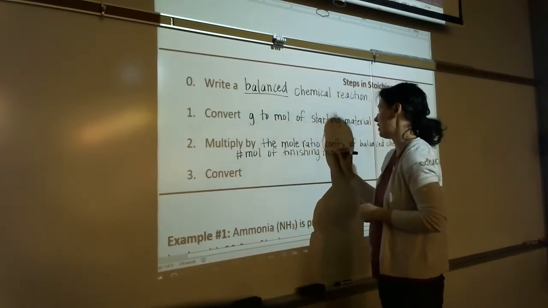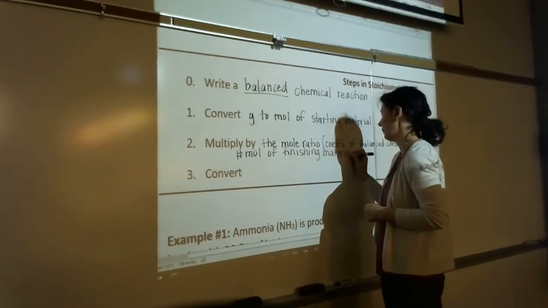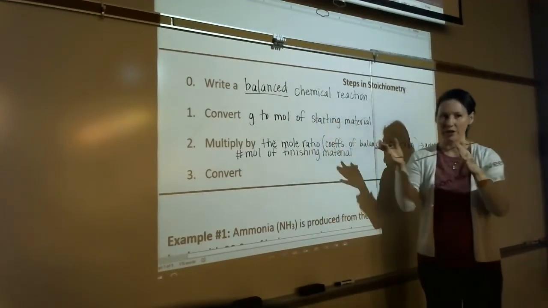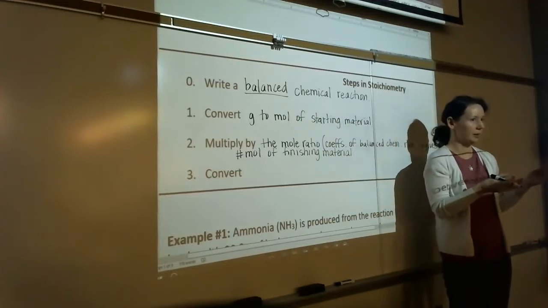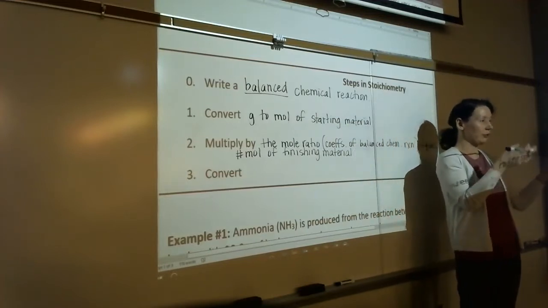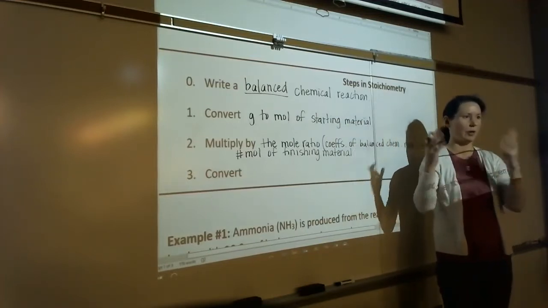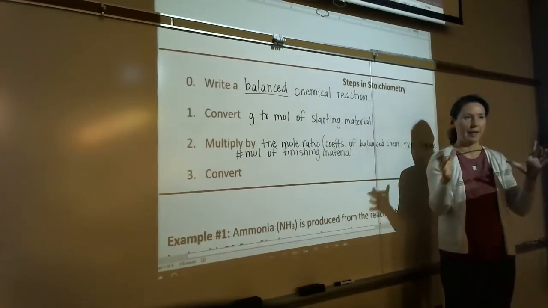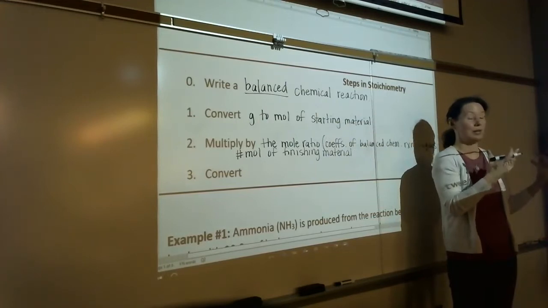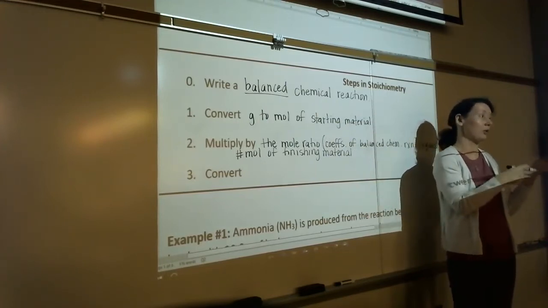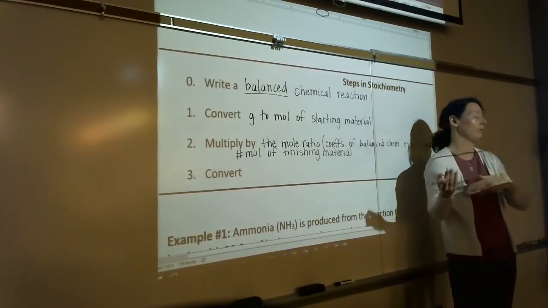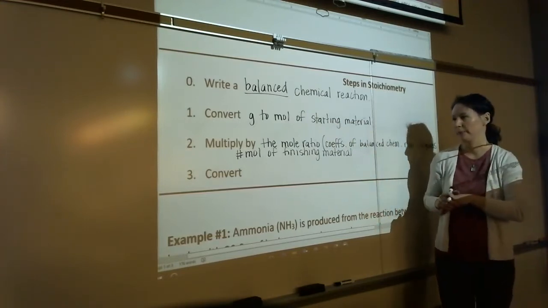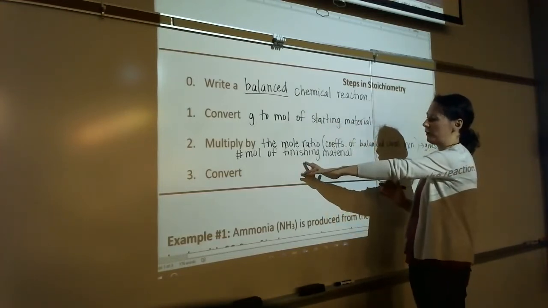And again, I use the generic word finishing material because if you're starting with a reactant, your finishing material will be a product. But if you're starting with a product, your finishing material will be a reactant. That's why I just use those generic words, because you may not be using a reactant to calculate product. You could be using a product to calculate reactant, going backwards. Okay? So this will give you number of moles of finishing material.